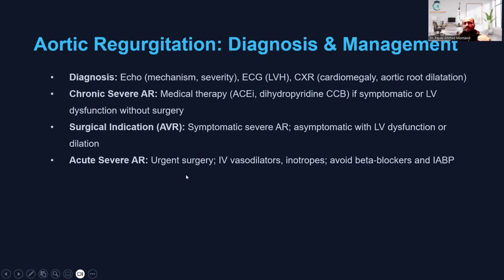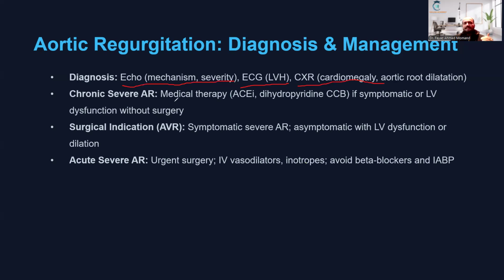Now, we diagnose valvular disease like the other ones. This one would also be diagnosed by echo. It will give us the mechanism and the severity of why the regurgitation is happening and how bad it is. ECG will show left ventricular hypertrophy. Chest X-ray will show aortic root dilatation or cardiomyopathy.